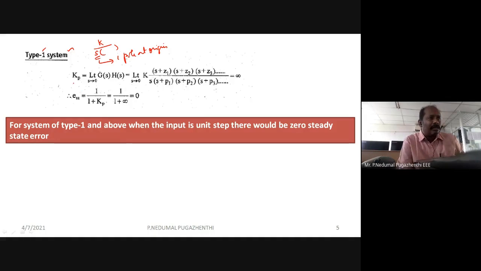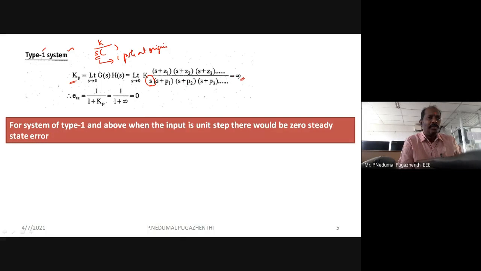Again I substitute that in Kp, because for unit step I want to find only Kp, the position error constant. Kp is equal to limit s tends to 0, G(s)H(s). So again it is K into (s plus z1)(s plus z2)(s plus z3) divided by s into (s plus p1)(s plus p2)(s plus p3), because it is type 1. Now if you substitute s tends to 0, because of the s in the denominator, even though the other part of this expression provides a constant value, you will get infinity.